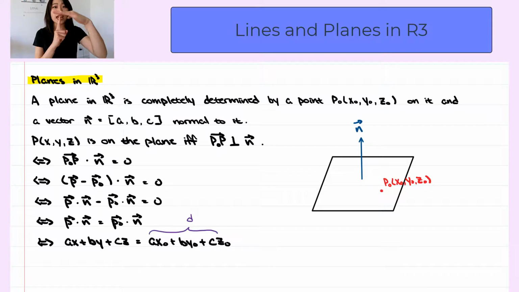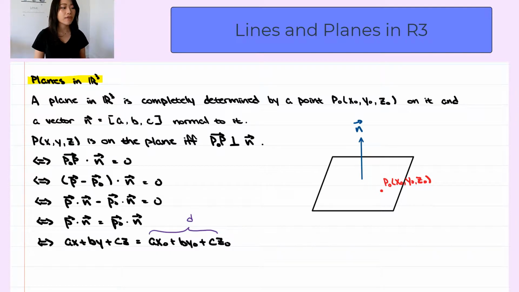However, the plane could be at any level. So if I give you a specific point, then you can determine the plane. To find the equation of the plane, we can take any point on the plane, and let's call the point P. It has coordinates x, y, and z. We know that the plane is perpendicular to normal vector n. So the vector from P to P0 is perpendicular to n. So we get the first equation. Vector P0 to P dot with n equals 0 because they are perpendicular.